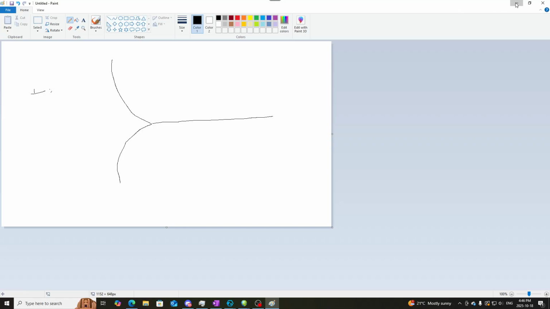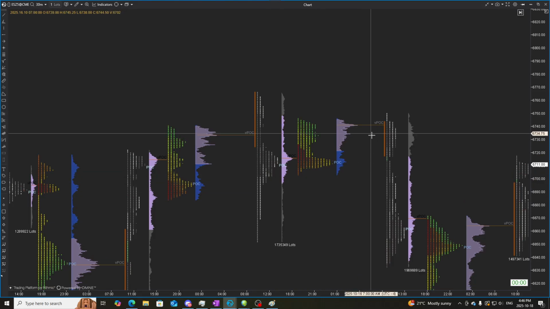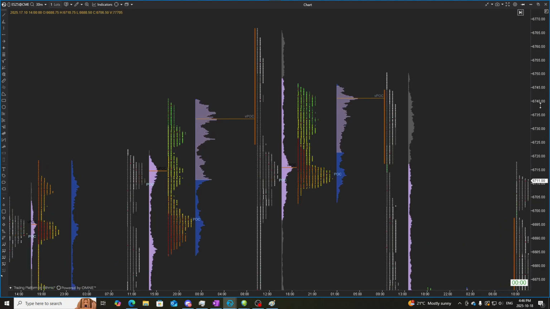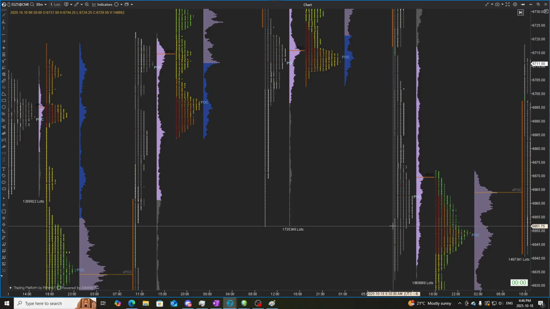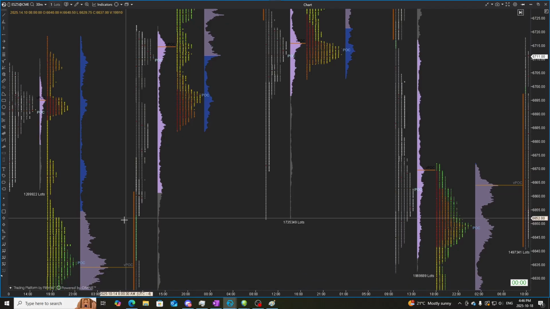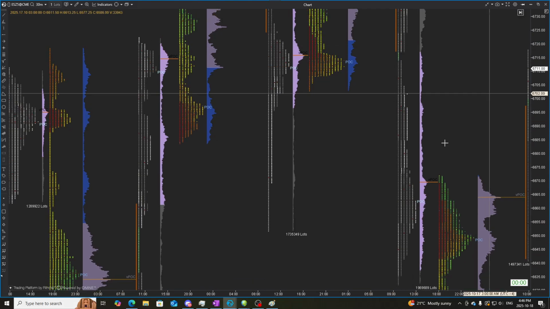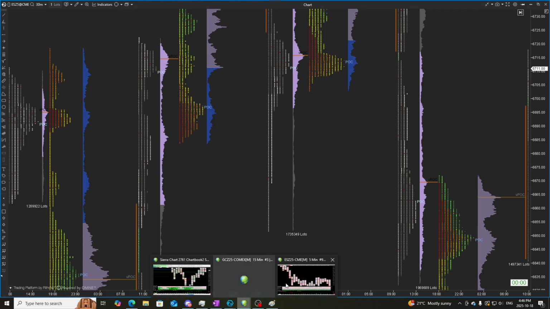Okay, so what market did, you can see the market spent a whole lot of time to fill this area, and when it broke, it maintained the single prints over here, and it went all the way down to low volume area over here. Okay, now let's see it on 15 minutes.